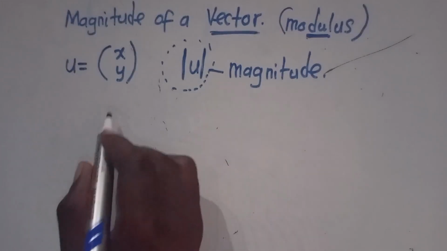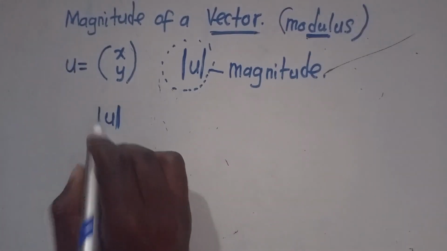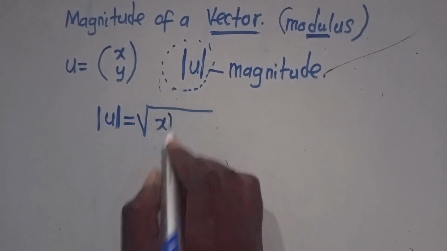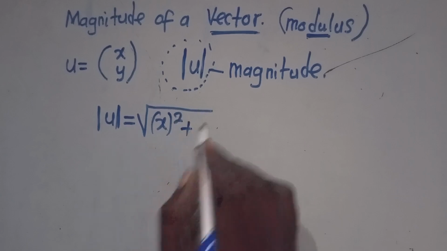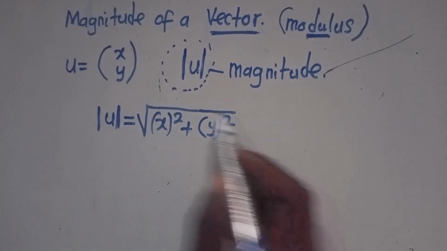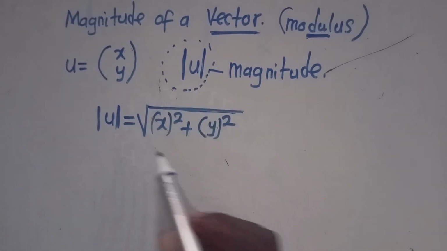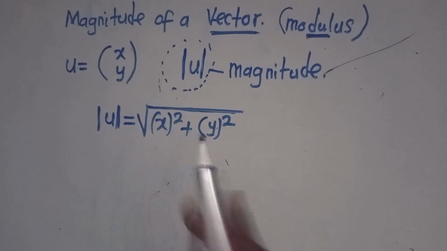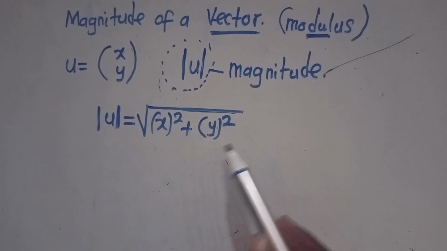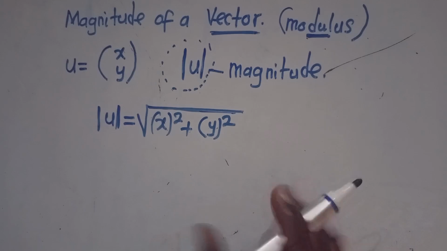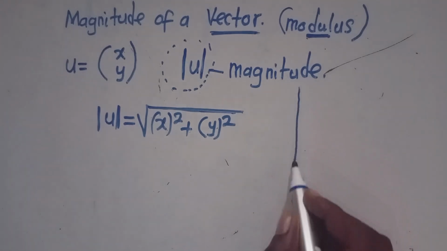The formula used is: the modulus of vector u is equal to the square root of x squared plus y squared. You get the x and square it, plus you get the y and square it. Whenever you are given a question in an exam, this is the formula you are going to use to work out questions. These are some of the things you need to understand.